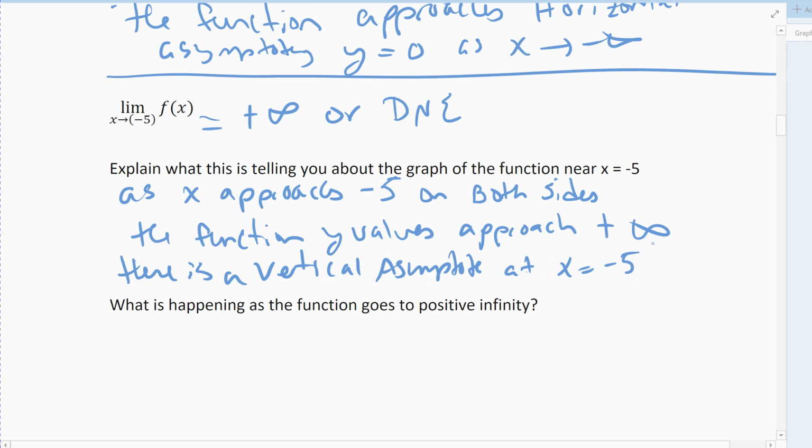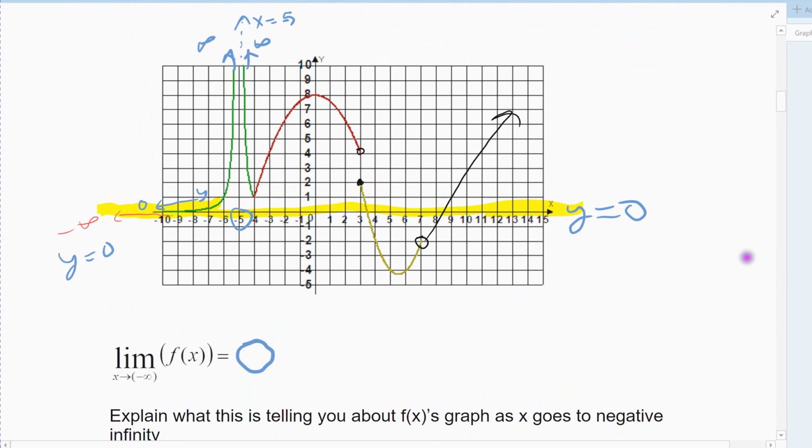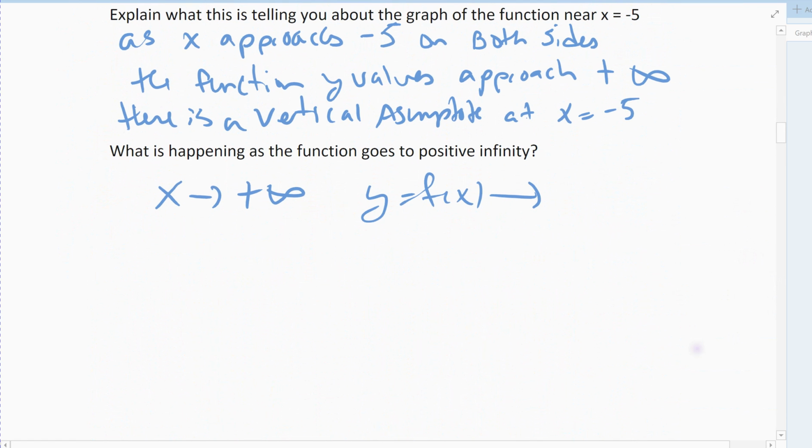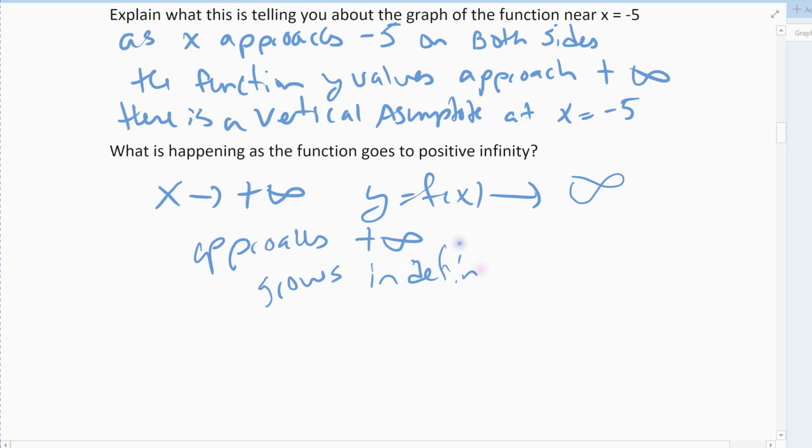Then the last question. As x goes to positive infinity, what's the function doing? Well, that's on this tail, right? As I'm shooting off to positive infinity, my function itself is also shooting off to positive infinity. My function's growing indefinitely, so there's no asymptote that it's approaching. And so, again, we just say it's approaching positive infinity. It grows indefinitely, if you can read that.